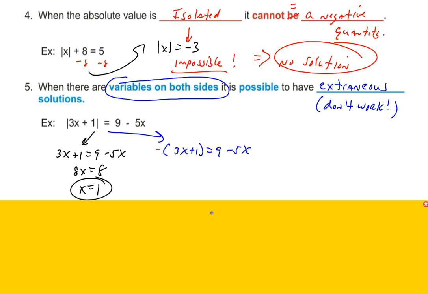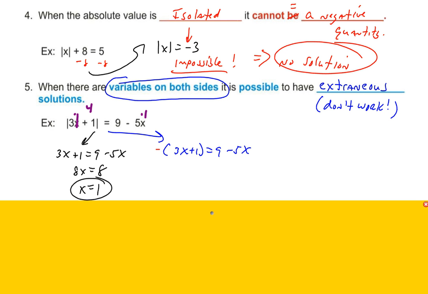Okay, focus your attention back on the original. Look in the box here. We're back on the original. Let's go ahead and put 1 in. 3 times 1 is 3. Don't do this, just look. 3 times 1 is 3. 3 and 1 is 4. The absolute value of 4 is 4. So the left is 4.